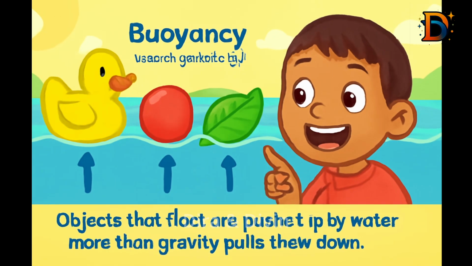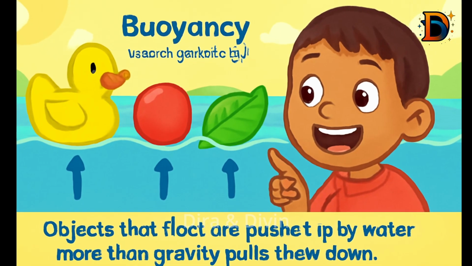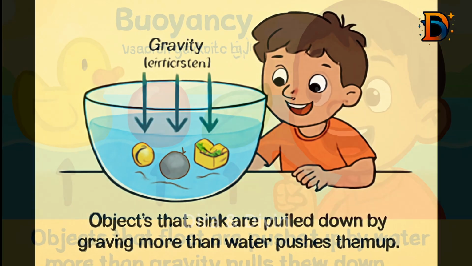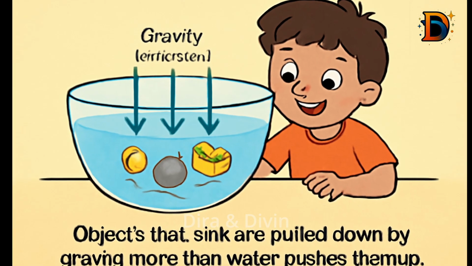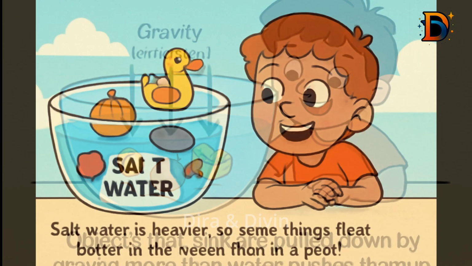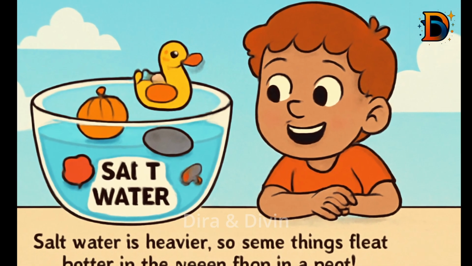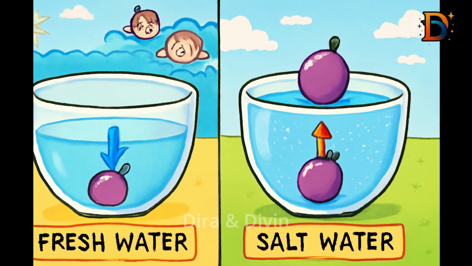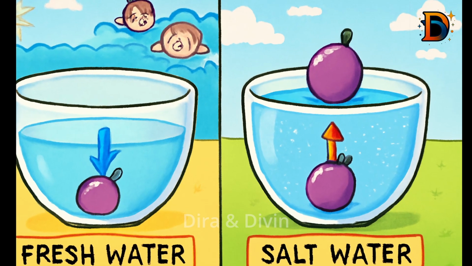Why does this happen? Floating: the water pushes up on the object, and if the push is stronger than gravity pulling down, the object floats. Sinking: if gravity pulls harder than the water's push, the object sinks. Try the experiment with salt water by adding lots of salt. Some things float more easily. That's why people float easier in the ocean than in a swimming pool.